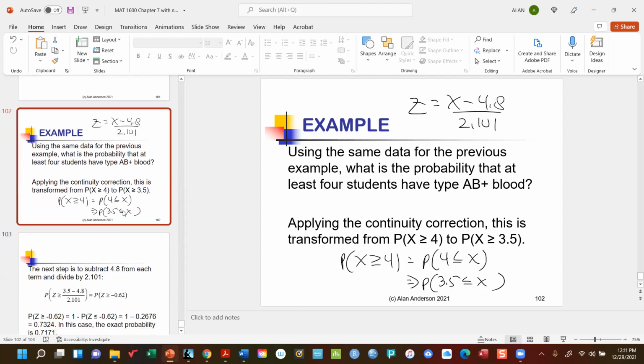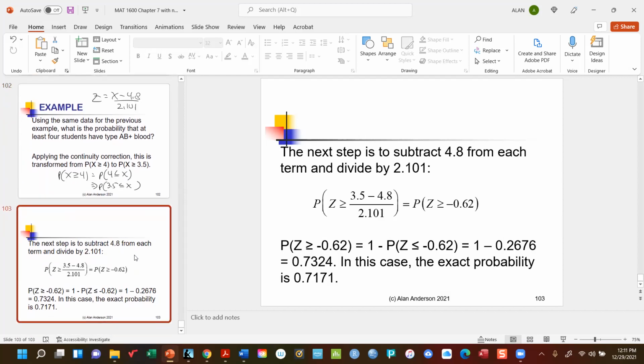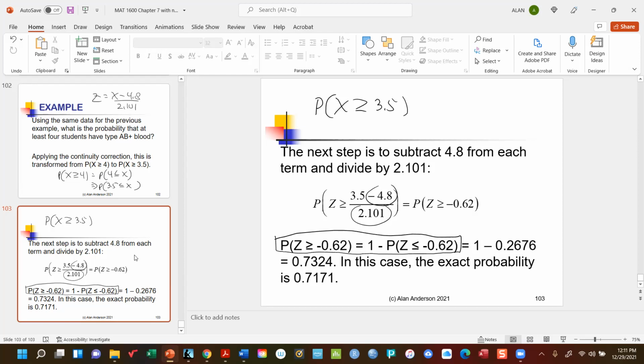All right, so let's do it. So you can see the 3.5, we start with this, and we convert. And now we have Z is greater than or equal to negative 0.62, which of course is the same thing as 1 minus the probability that Z is less than negative 0.62. And we can go back to our negative table and find that one.